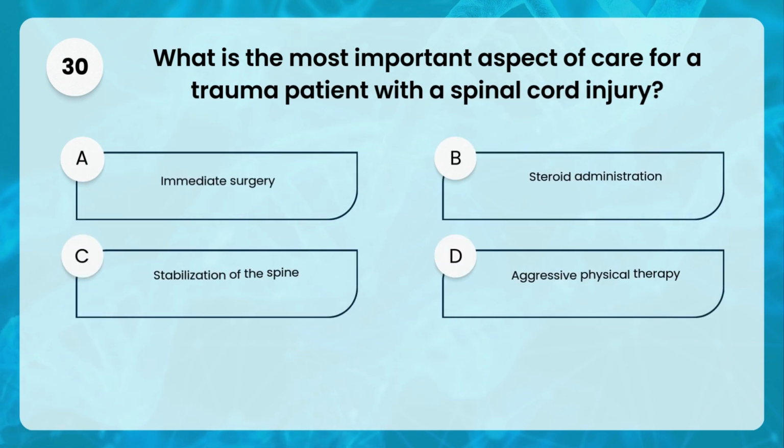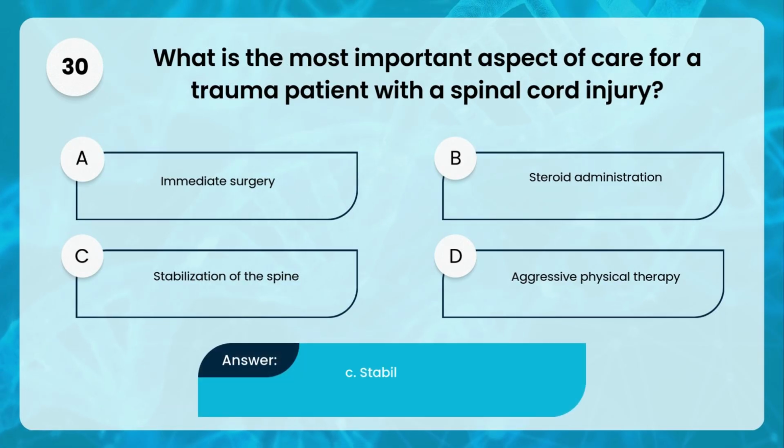30. What is the most important aspect of care for a trauma patient with a spinal cord injury? A. Immediate surgery. B. Steroid administration. C. Stabilization of the spine. D. Aggressive physical therapy. The answer is C. Stabilization of the spine.